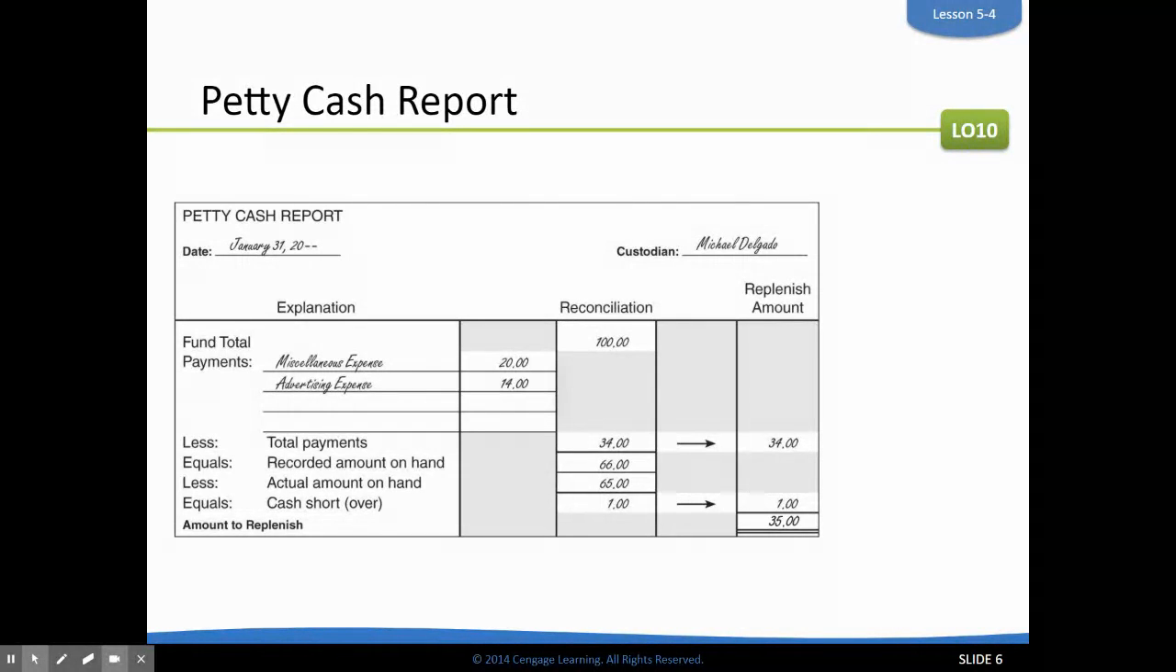How much cash do you have left on hand? $66, or you should have $66, but you only have $65 on hand. So that means you're $1 short, which means you need to replenish that $1 as a cash short or over, and meaning that the check you need to write to replenish it is $35. Now we're going to take this and we're going to have to journalize it, right?